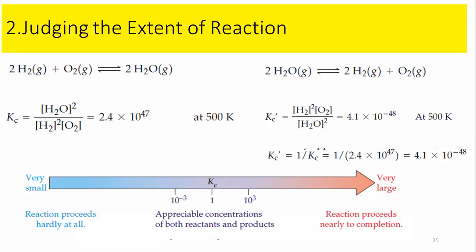Now moving to judging the extent of the reaction. That means what would be the value of the K, which can give you the indication of whether the reaction is proceeding towards the reactant side or towards the product side, or what actually the indication it is giving you to control the chemical reaction.